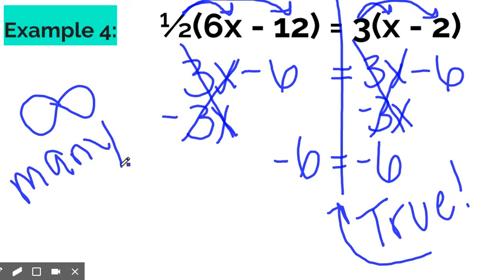This is how I let you guys abbreviate it. All right? Infinitely many solutions, meaning any value that you plug in for x will still make the equation hold true. All right? Hope this helps you out a little bit. If not, you can always ask me during class or shoot me an email.